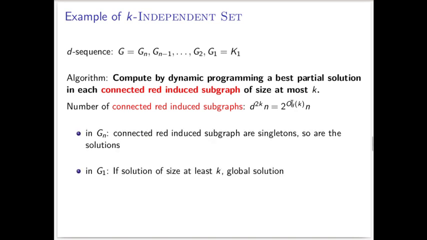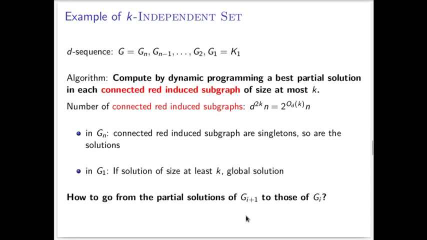So this is the dynamic programming algorithm, and at the beginning, in Gn, since there is no red edge, the connected red-induced subgraphs are singletons, so computing the solution in each is obvious. And at the end, G1 contains all the vertices of G, so we indeed solve the problem. So it only remains to show how to go from Gi plus 1 to Gi.